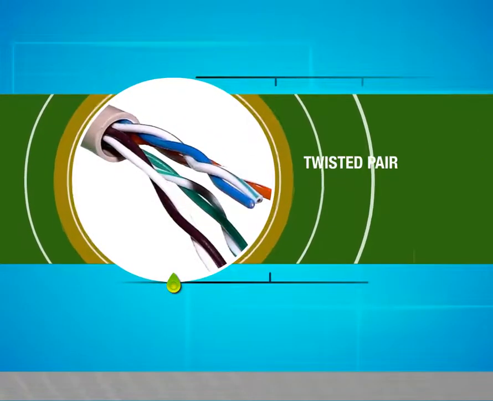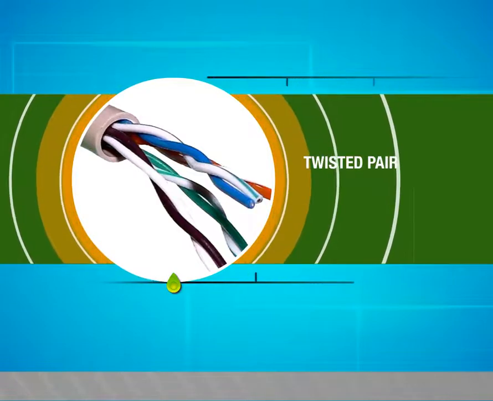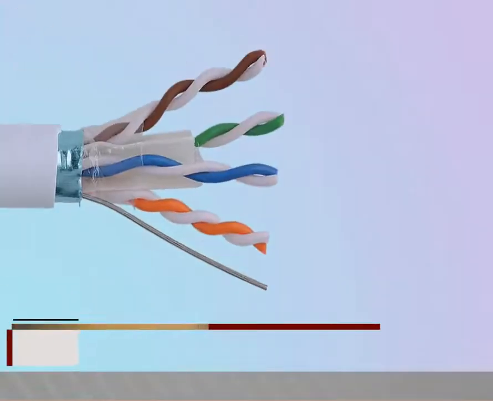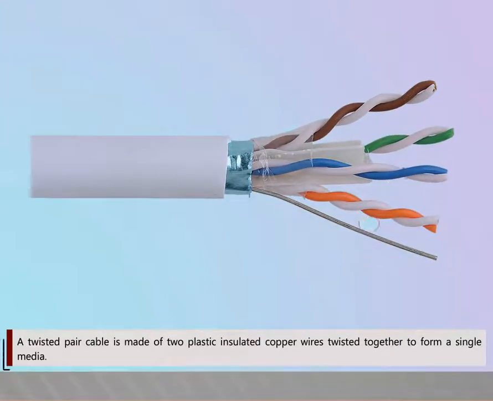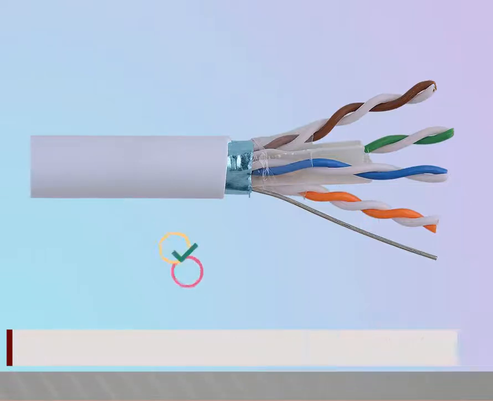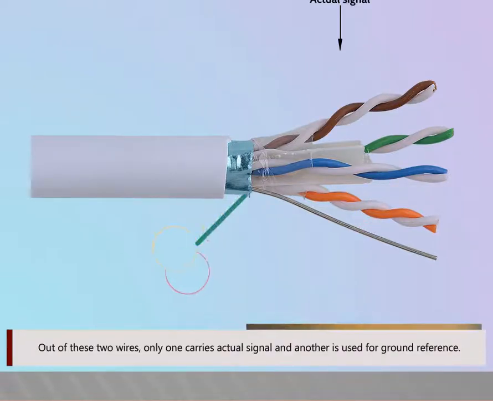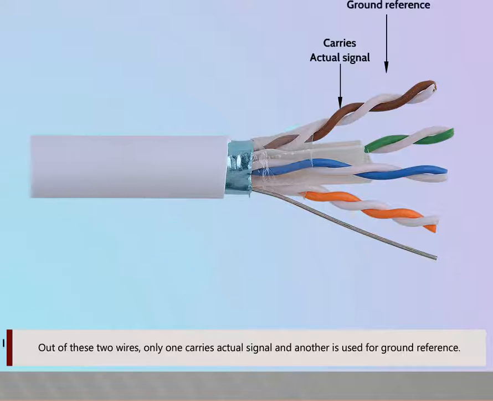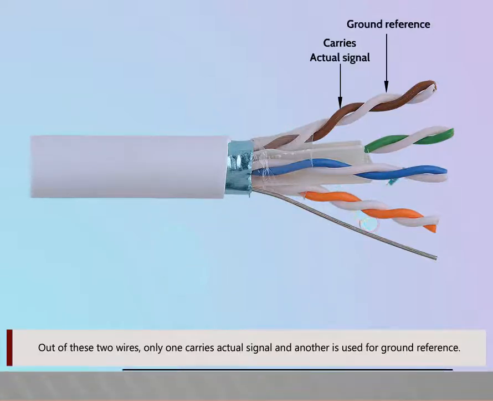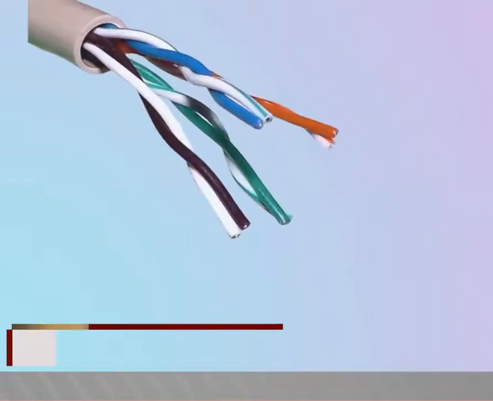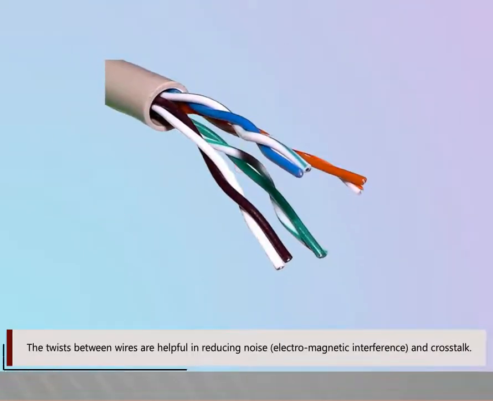Twisted pair. In this video, we are going to see about twisted pair. A twisted pair cable is made of two plastic insulated copper wires twisted together to form a single media. Out of these two wires, only one carries actual signal and another is used for ground reference. The twists between wires are helpful in reducing noise, that is electromagnetic interference and crosstalk.